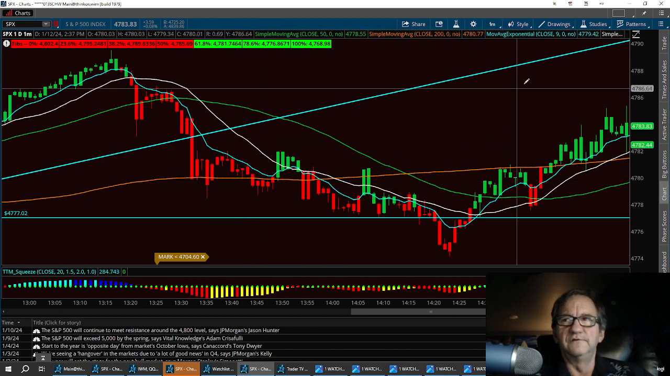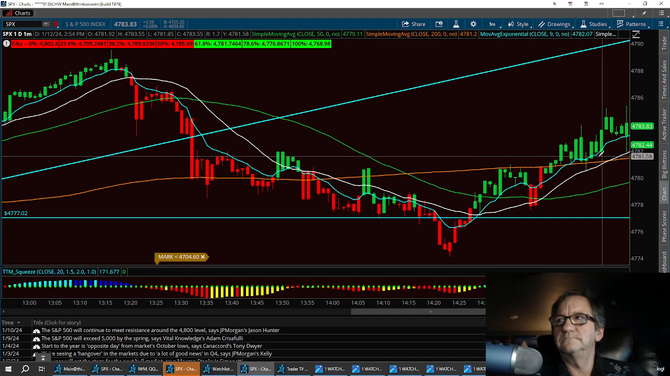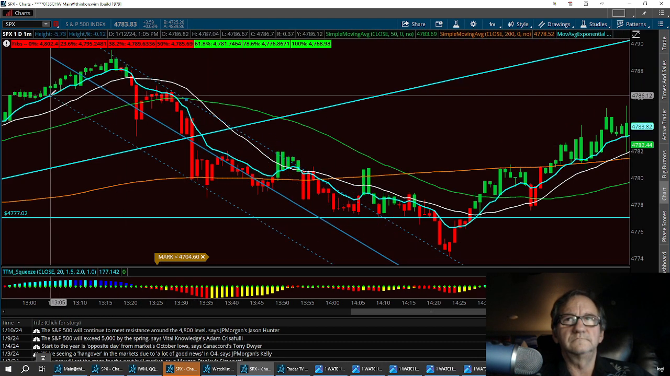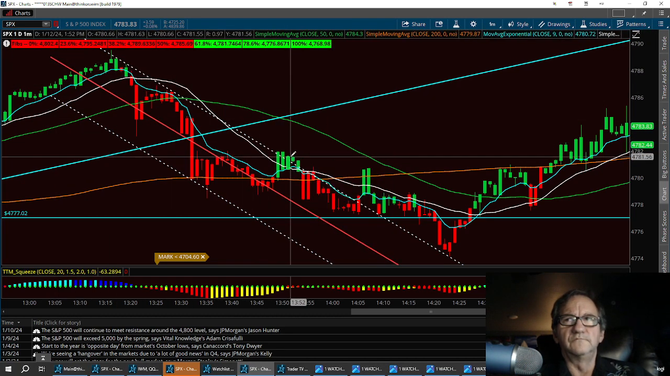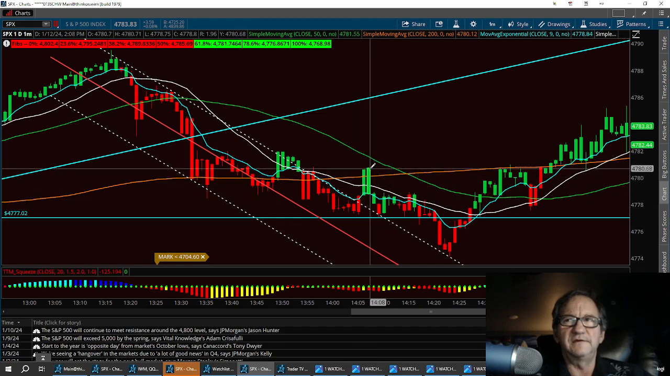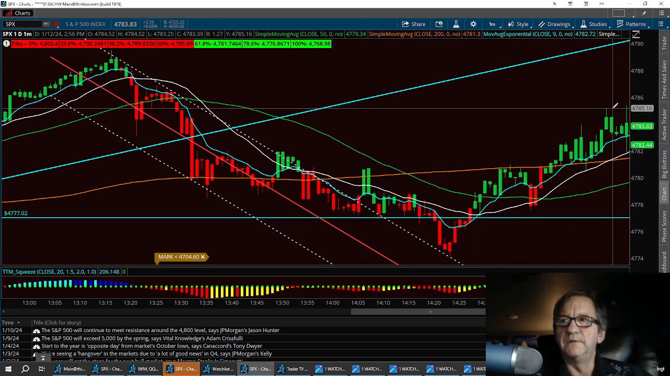We got another snake here. We almost broke out of the snake here. Then we finally broke out of the snake. You wait for the pullback. Then we created an inverse head and shoulders. Boom.